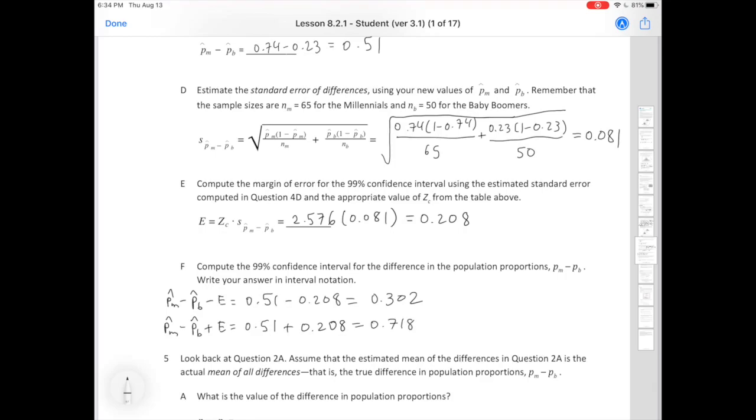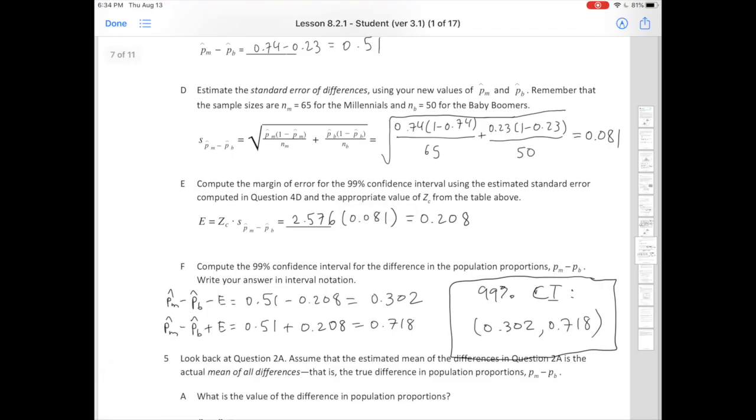So this means that the 99% confidence interval is 0.302 and then 0.718. Notice how different our answer was when we used the extreme values. All right, so let's keep going.